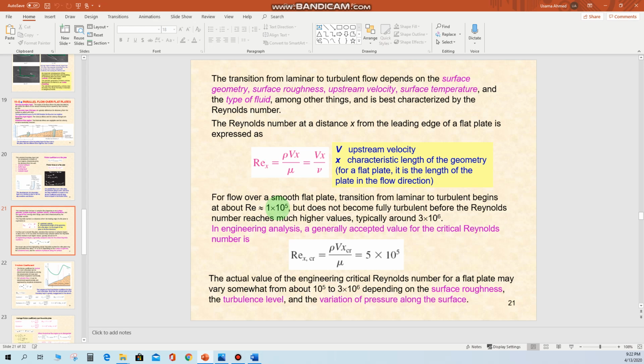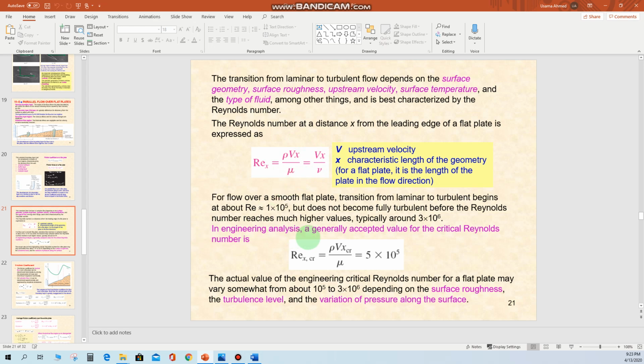So if the value for the Reynolds number is less than 10 raised to power 5, we can have the laminar flow, and if the value is greater than 3 multiplied by 10 raised to power 6, we can have the turbulent flow. So these are the values for the Reynolds number when we are dealing with a flat plate. So it is not the condition like chapter number 8 where we had different values for the Reynolds number. Okay, so you have to just keep this in mind.